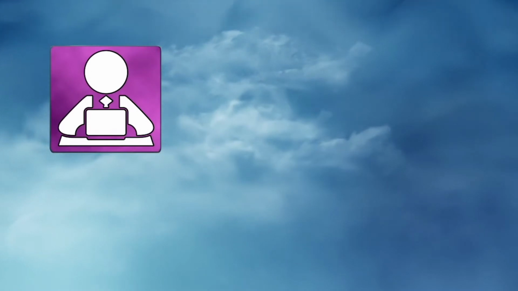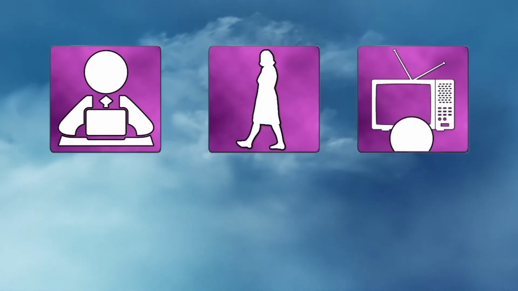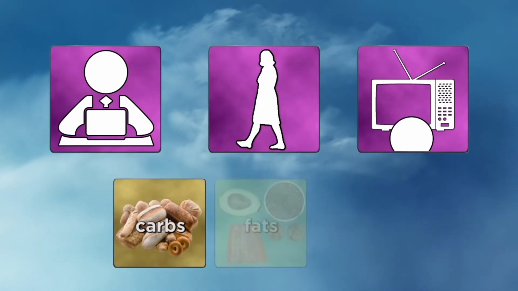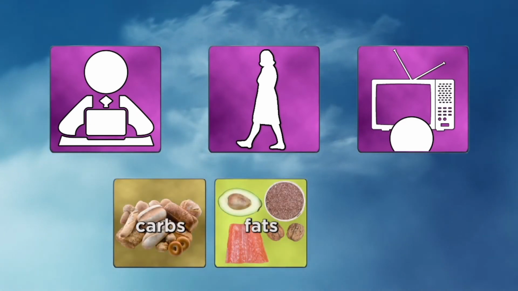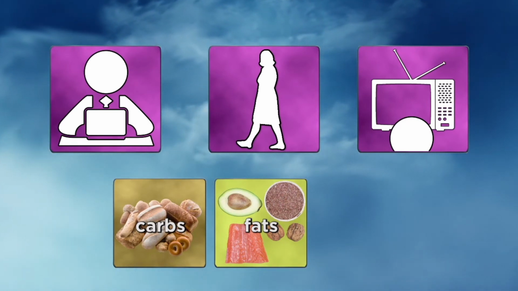Fat provides lots of ATP, and we have lots of stored fat on our bodies, even if you are very lean. The oxidative system is active for most of your day, while sitting at a computer, walking around, or even when just watching TV. Again, carbohydrates and fats are the primary fuel sources used to provide ATP in the oxidative system.